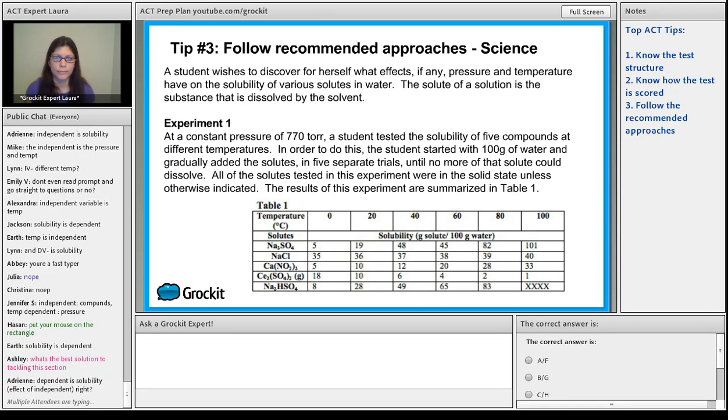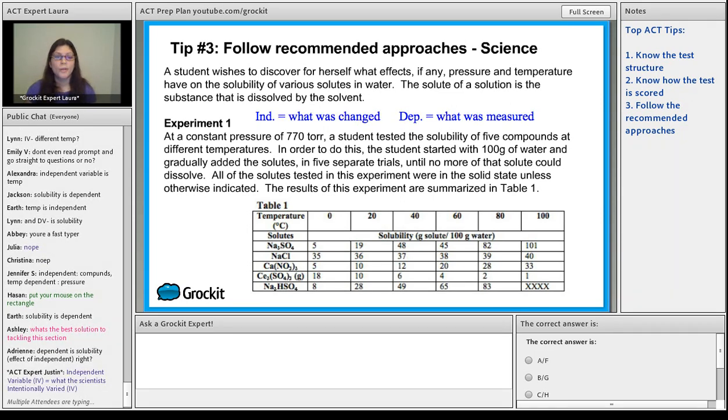These are two terms, and we're going to go over them again tonight. Independent is what was changed. Dependent was what was measured. In this particular experiment, what's the independent variable?